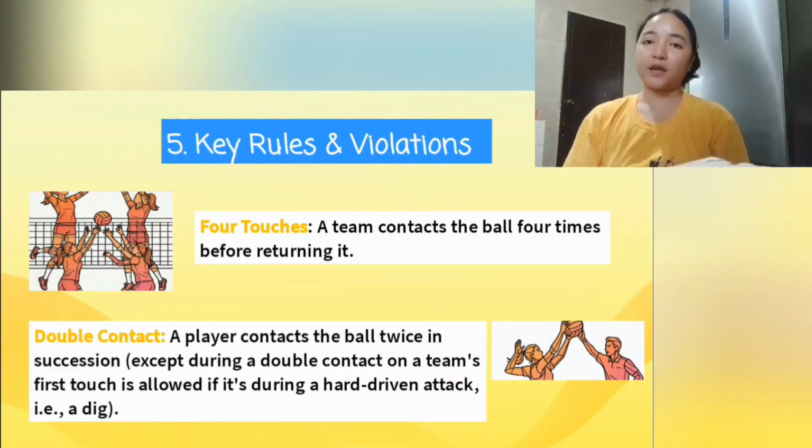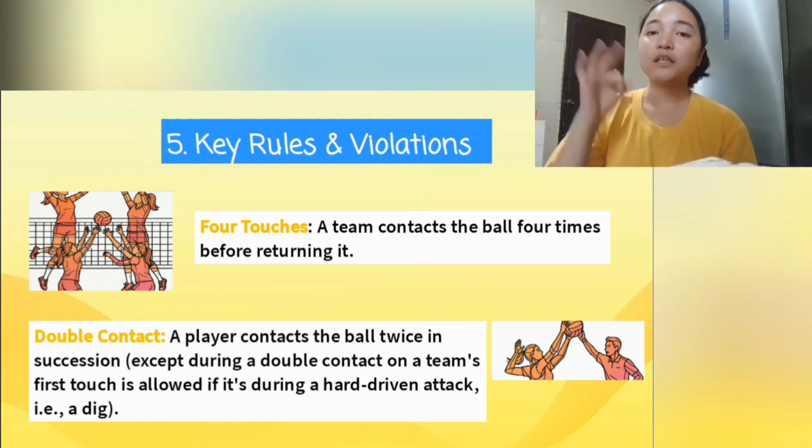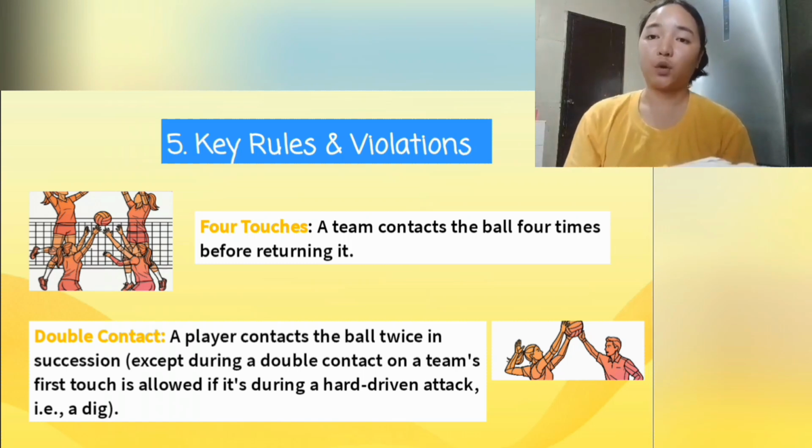So we have the rules and violations. So the first one is 4 touches. A team contacts the ball 4 times before returning it. So these violations happen when a team touches the ball more than 3 times before sending it back over the net. So only 3 touches are allowed to return the ball. So a 4th touch results in a point for the other team.